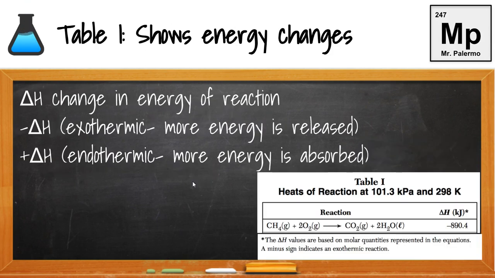In our reference table, we have table I, which shows some energy changes. The symbol here, delta H, where delta means change in, is the change in energy of a reaction, and it's located on the right-hand side of table I in kilojoules per mole. On the bottom, it tells you a minus sign indicates an exothermic reaction, meaning heat is being produced or lost. So a negative delta H indicates that more energy is being released than is being absorbed. A positive delta H, an endothermic reaction, means overall more energy is going to be absorbed.